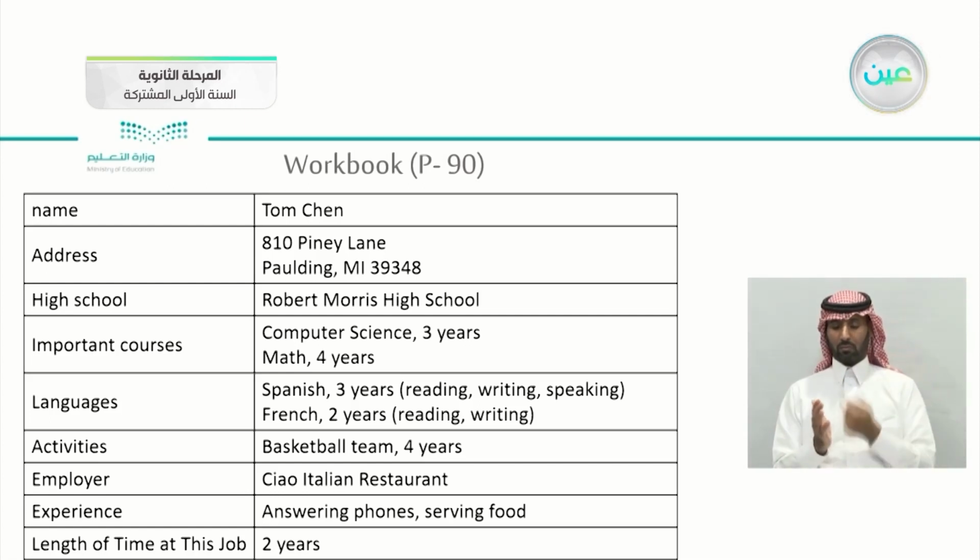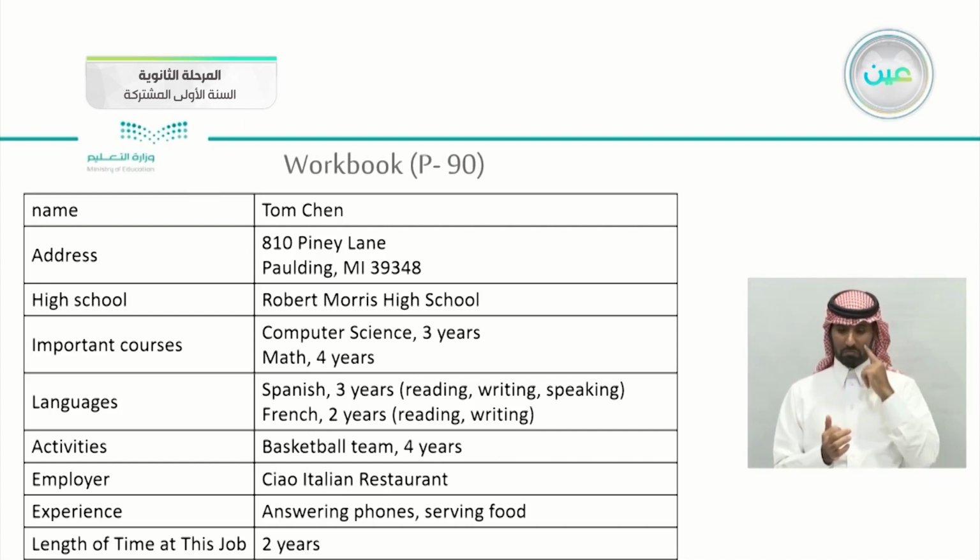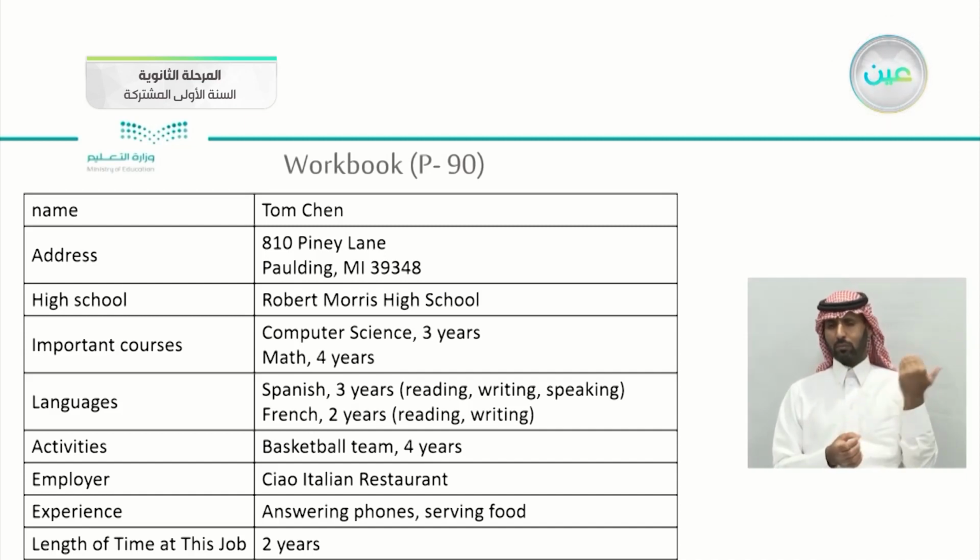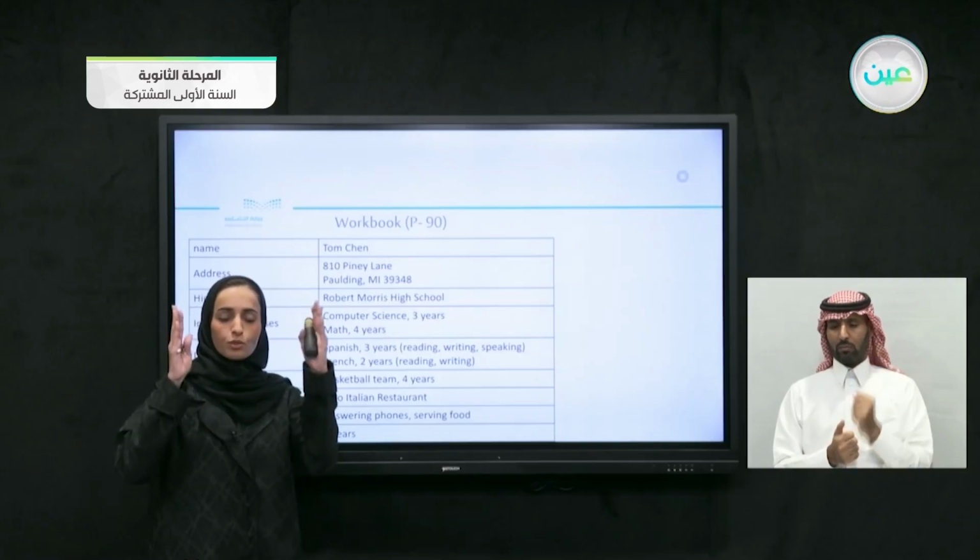What activities, things is he interested in? Basketball team for 4 years. Employer, Siao Italian restaurant. He works for them. Experience, what does he do there? Answering phones and serving food. Length of time in this job, how long has he been doing this job? For 2 years.